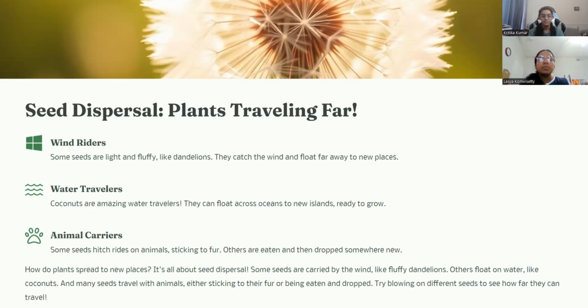How do plants spread to new places? It's all about seed dispersal and also with the help of pollinators. Some seeds are carried by wind, others float on water, and others travel on the animals.